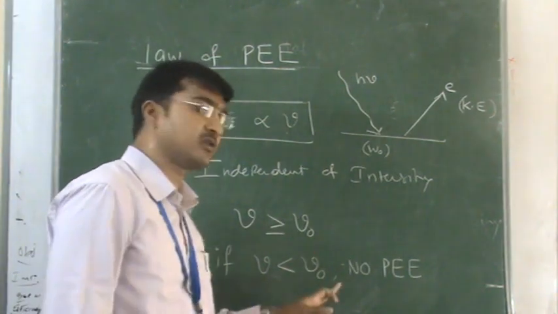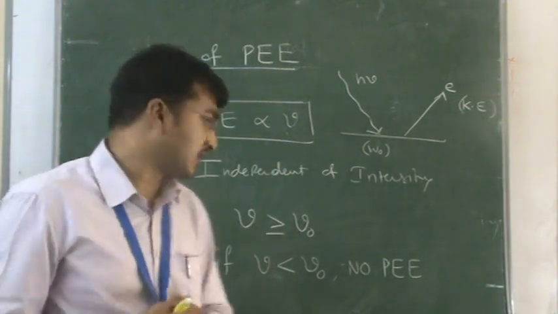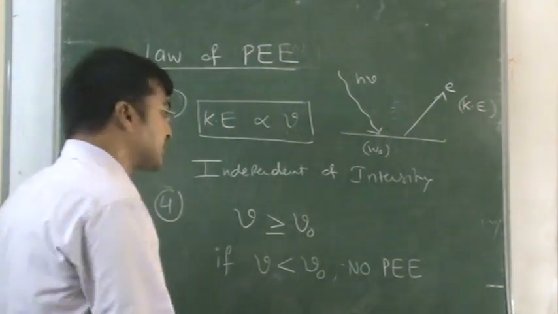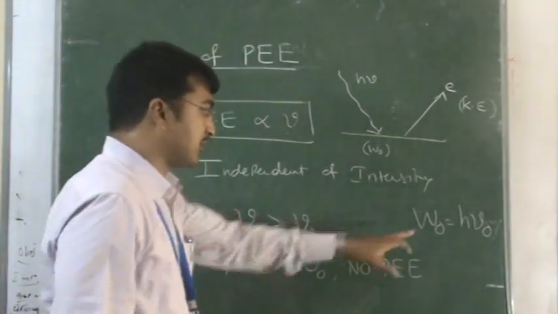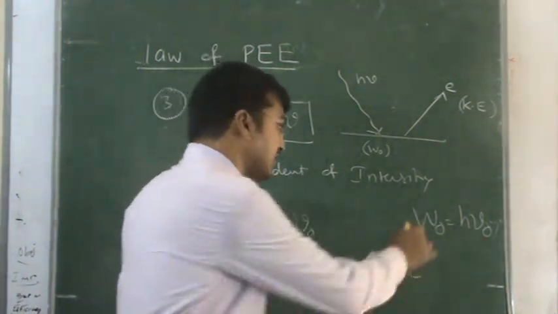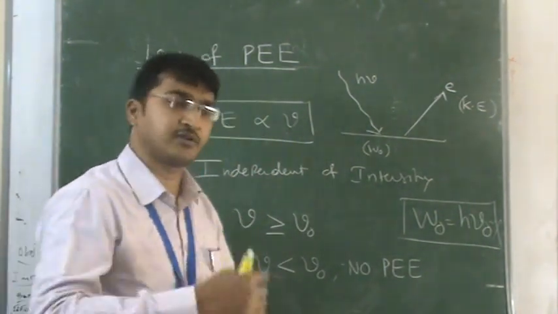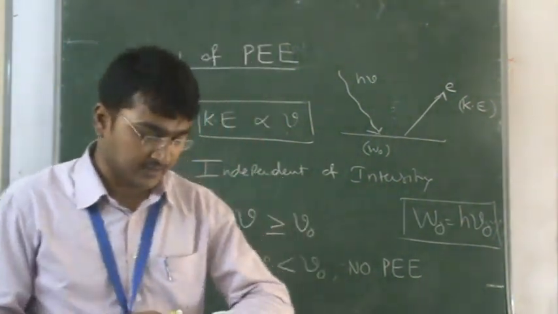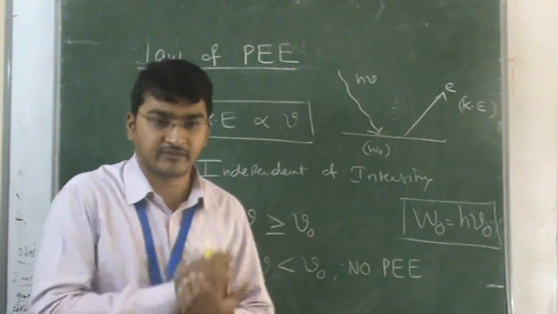Got it? This threshold frequency changes with the materials, so the threshold frequency depends upon the material. That's why we take the work function as W naught equals h nu naught. The work function belongs to the metal surface. Here h is a constant and nu naught is the threshold frequency. So as the metal changes, the threshold frequency also changes. Different metals have different threshold frequencies. We'll discuss it. So these are the four laws, and how we can represent these four laws in graphs is what we are going to discuss.